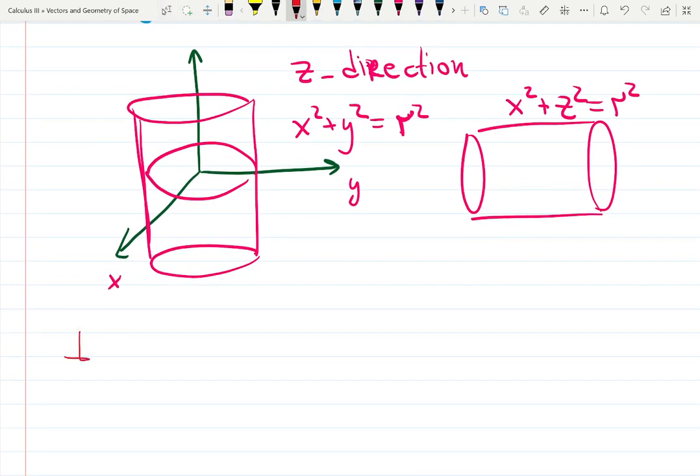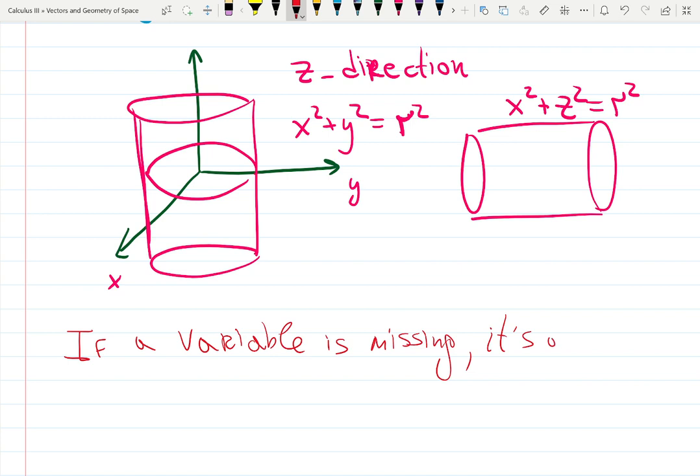So in general, the rule is: if a variable is missing, then it's a cylinder. And the missing variable tells you which way it's growing. If z is missing, it's going up and down. If y is missing, it goes left and right. If x is missing, it goes front and back. That is the idea of the equation of a cylinder. I like to teach intuitive ideas because then you can definitely have some intuition how it was drawn from 2D into 3D. Yes? How would you draw it if x is missing?